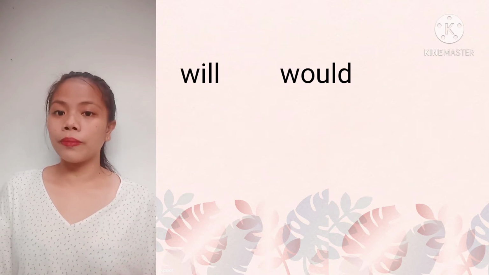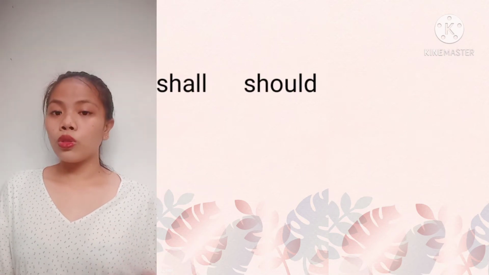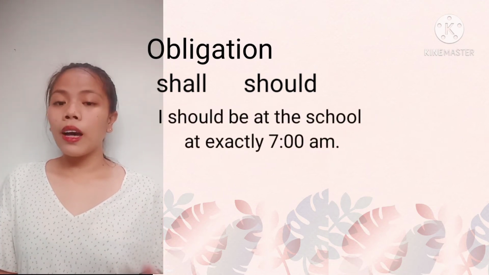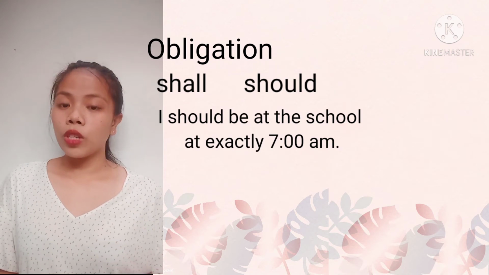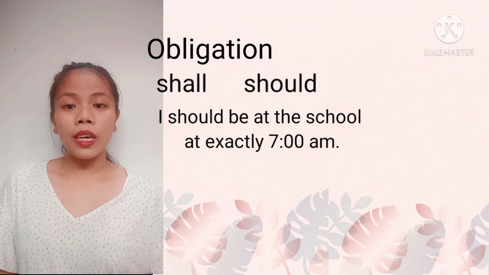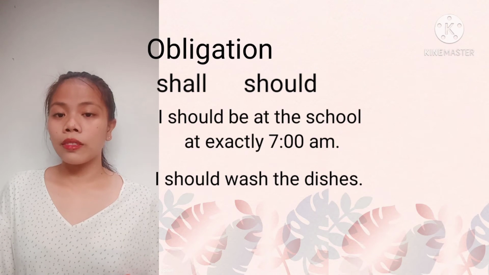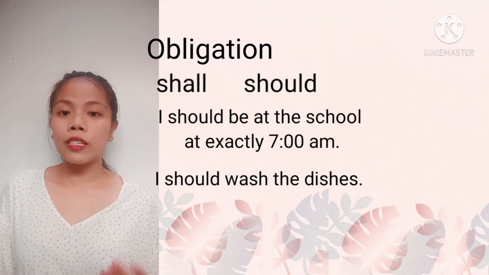Moving forward to the next pair of modals, shall and should. These modals are used to show an obligation. For example, I should be at the school at exactly 7 a.m. I is the subject, should is the modal, and be is the main verb. I should wash the dishes. I is the subject, should is the modal, and wash is the main verb.